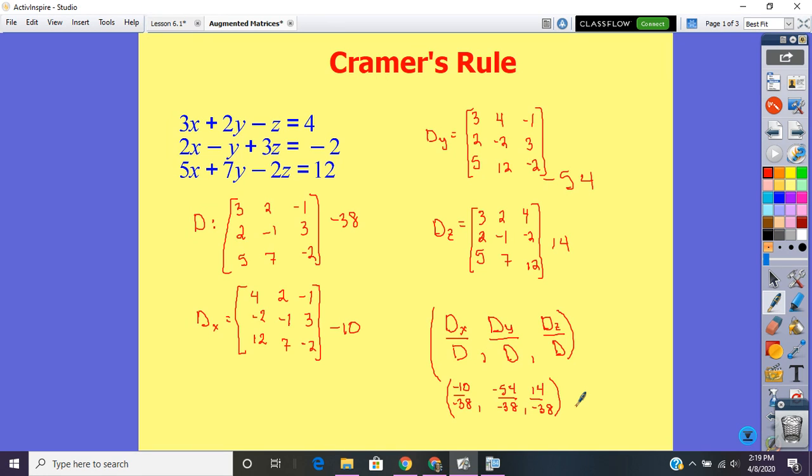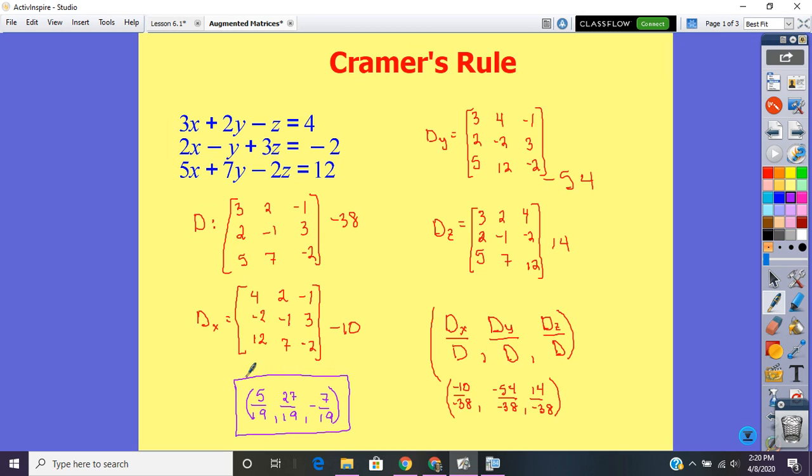So 2 negatives make a positive. Everything's divisible by something else, so we do break it down. I do not want decimals, but I do want them simplified. So if I go through and simplify all these fractions, I'll end up with a positive 5 over 19, a positive 27 over 19, and a negative 7 over 19. This is the answer I'm looking for with Cramer's rule.